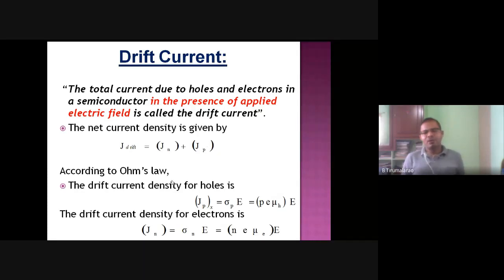According to Ohm's law, we know that the drift current density for the holes is Jp equal to sigma p into E. So J equal to sigma E is Ohm's law. V equal to IR is also Ohm's law, that is in terms of voltage.